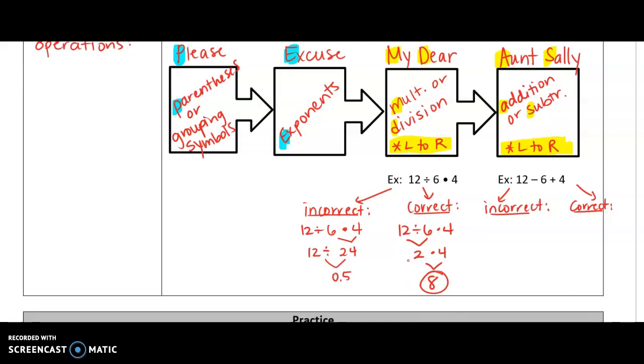Let's take a look at addition and subtraction. If I were doing 12 minus 6 plus 4 incorrectly, I would do the addition first. 6 plus 4 is 10, and then 12 minus 10 gives us 2. Now let's do this the correct way, addition and subtraction from left to right. 12 minus 6 is 6. Add 4 to that, which gives us 10. That's the correct answer.